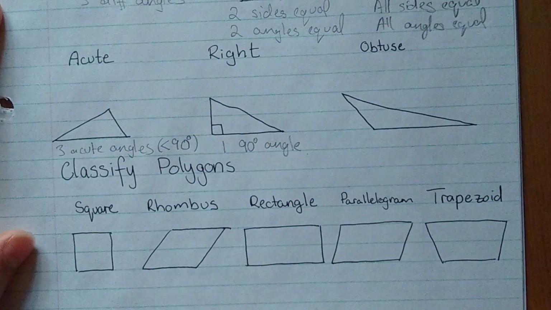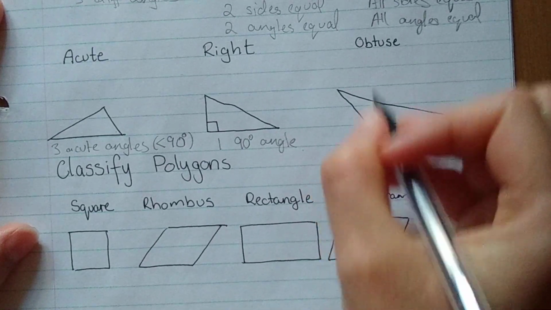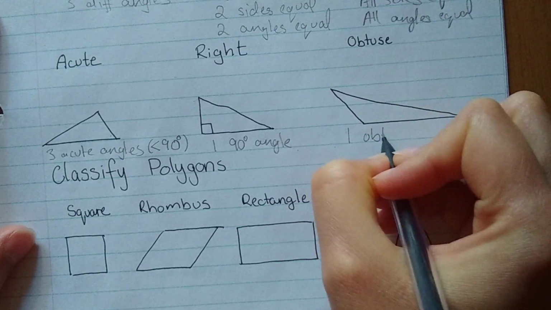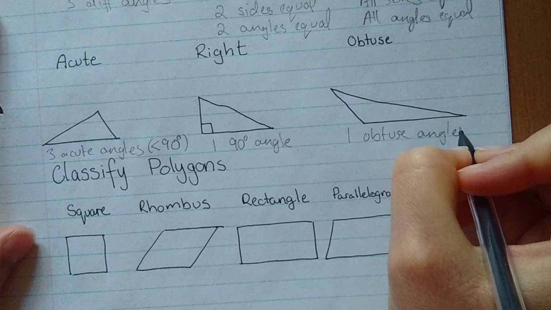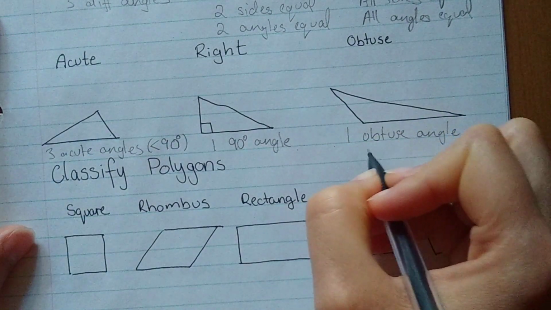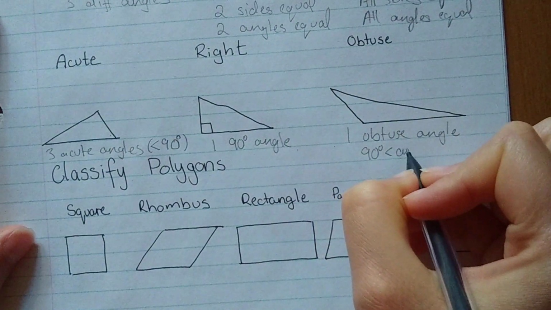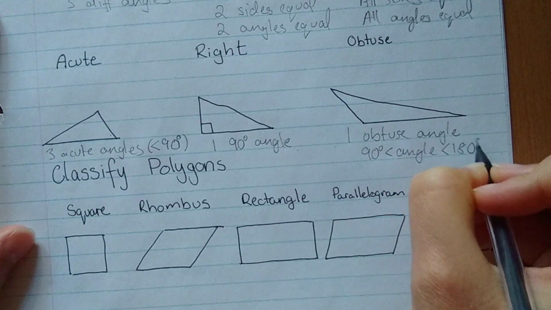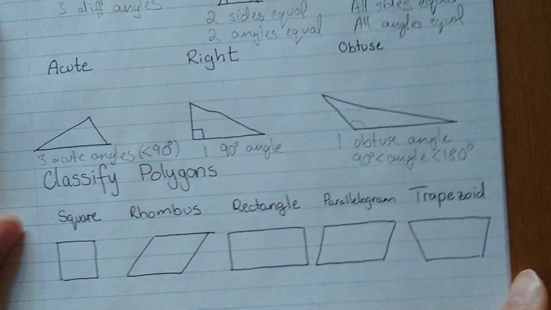And then an obtuse triangle has 1 obtuse angle. So this is the obtuse triangle. So that just means 1 angle between 90 degrees and 180 degrees. So this angle here is bigger than 90 and smaller than 180.